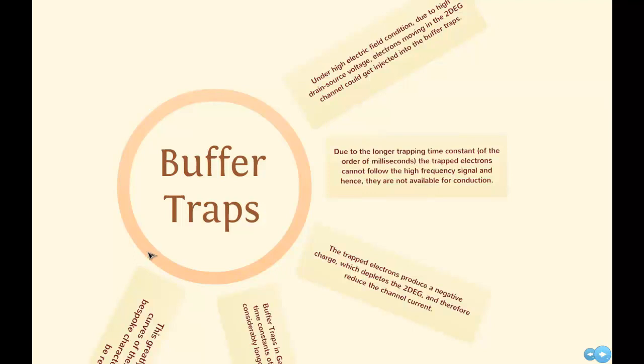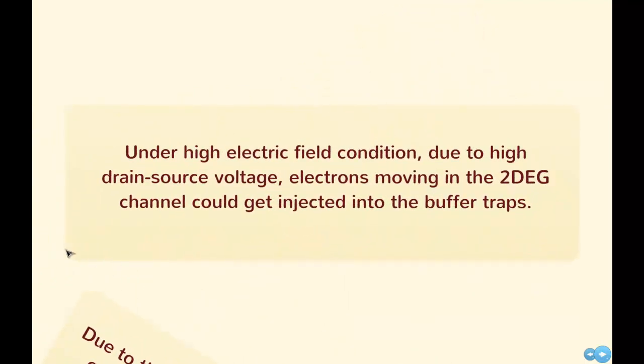But there are also going to be buffer traps. So in your gallium nitride layer, there are going to be traps that could kidnap your electrons and take them away from conduction, and hence create problems in terms of performance. So what happens then in the GaN buffer layer? Well, under high electric field conditions, because you have a high drain to source voltage, the electrons which are moving in the 2-DEG could actually be injected into the buffer traps and stay trapped there.